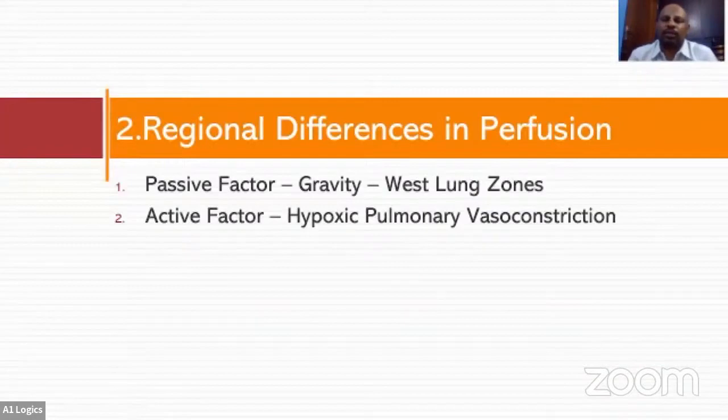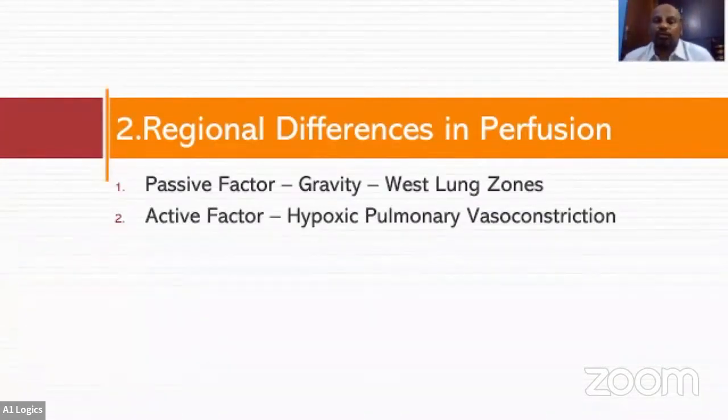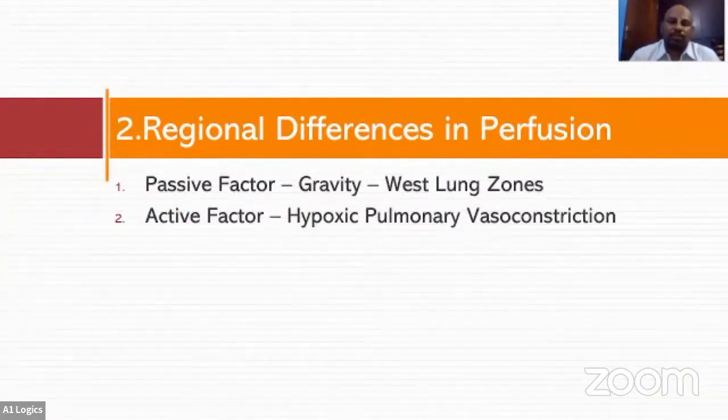Now moving on to regional differences in perfusion. The regional differences in perfusion have two factors. One is the passive factor, that is gravity, and the active factor, that is hypoxic pulmonary vasoconstriction.